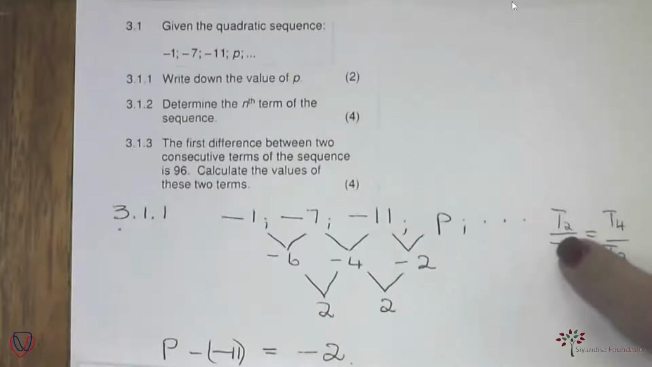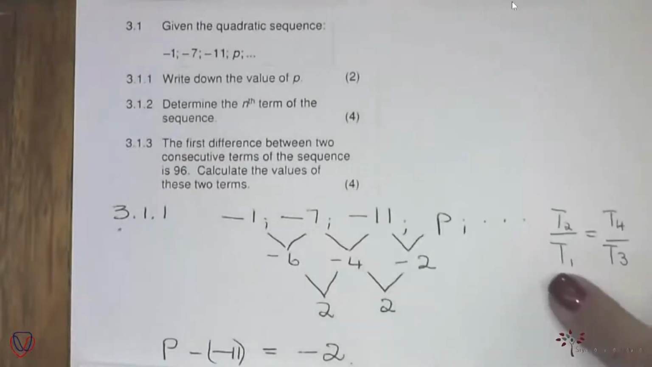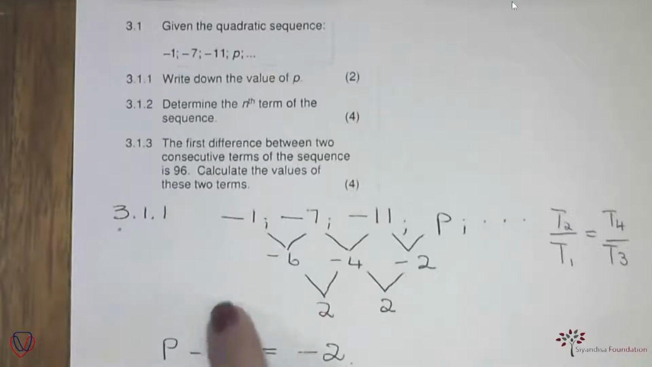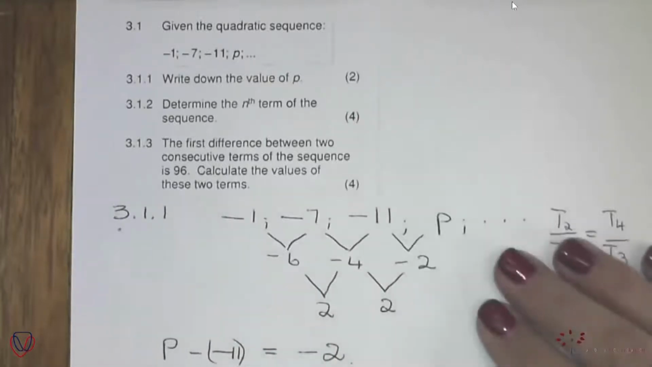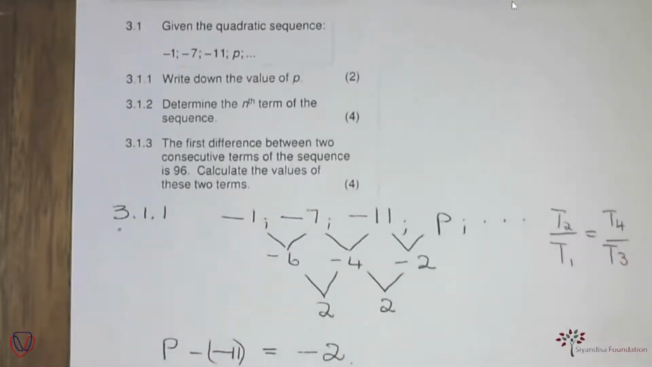You say R is equal to R. And you will get exactly the same answer. In this case, P plus 11 is negative 2. You bring the 11 to the right-hand side. And in the end, P is negative 13. Wonderful. Wonderful, people. But remember this method also.